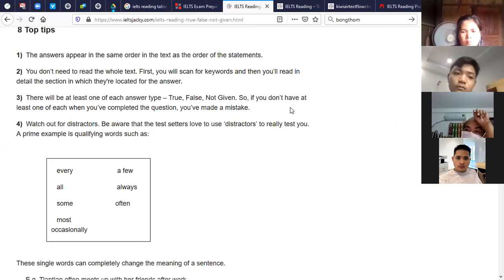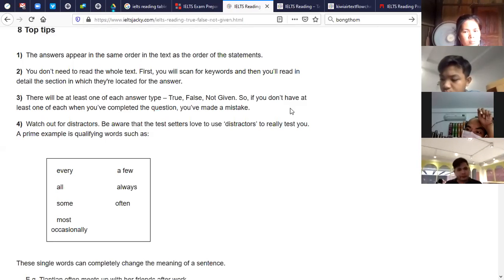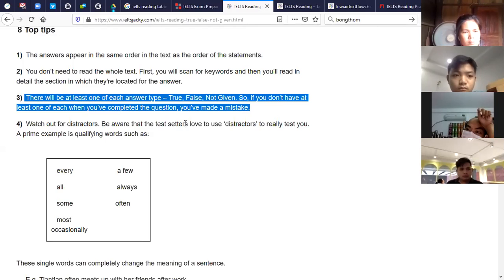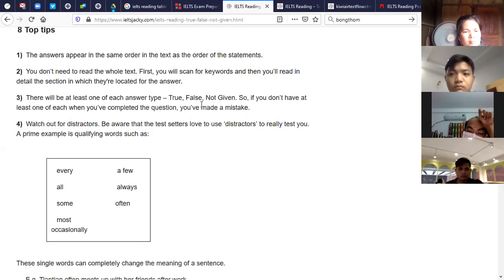You read that section in detail. And here's a very good tip. Remember, in true, false, not given questions, you have to have at least one answer of each of them. If you have 5 questions, you need to make sure you have at least one true, one false, one not given, okay? If you don't have enough, that means you're wrong. There will be at least one of each answer type. So if you don't have at least one of each when you complete the questions, you've made a mistake. Remember this. Whenever you do the reading questions, make sure you notice this.